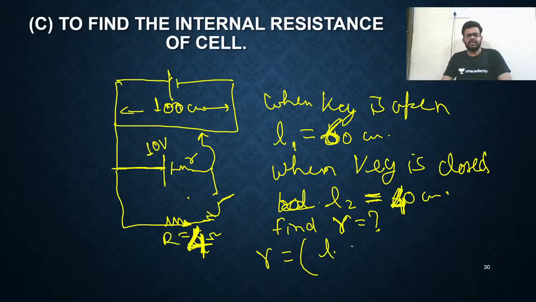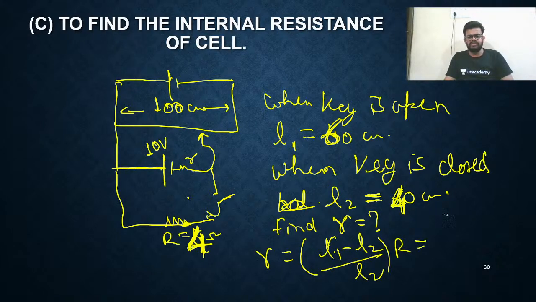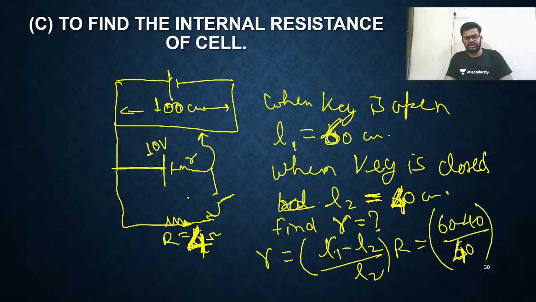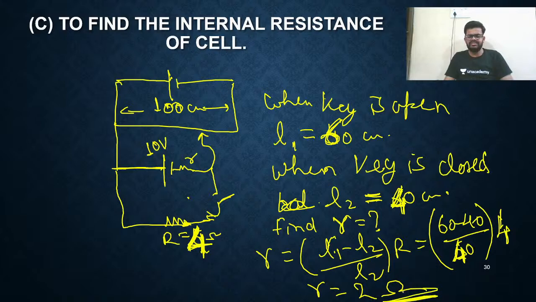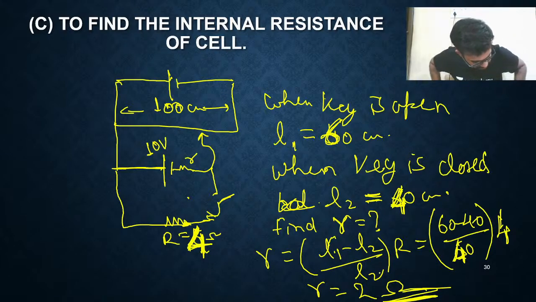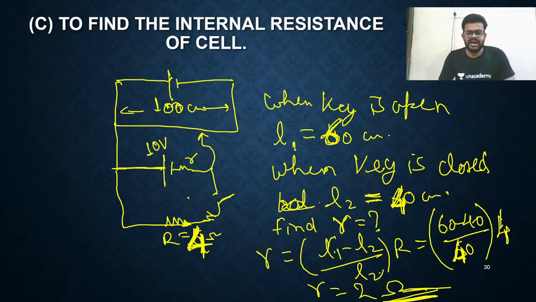So you can write r equals L1 minus L2 divided by L2 into R. Put the value: 60 minus 40 divided by, here you will write, sorry, 40, L2 is 40, into R. R is 4 ohm. So directly you are getting the answer. Small r is equal to 2 ohm. That's all, this is the answer of this question.